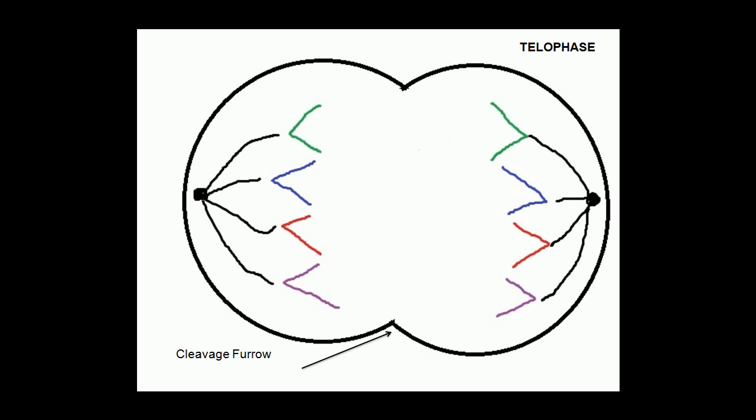Here we're in telophase, and one of the best characteristics that determines telophase is this cleavage furrow. This is going to lead to cytokinesis. We're going to actually split the rest of the cell. Notice we have one copy of each chromosome on each side. And when we split the cell through here, we'll then have two identical copies.